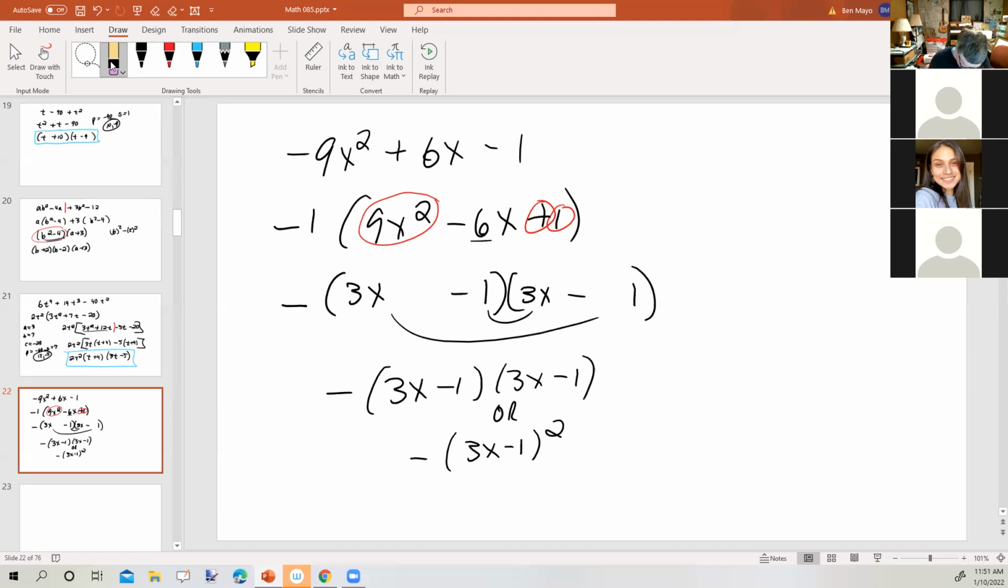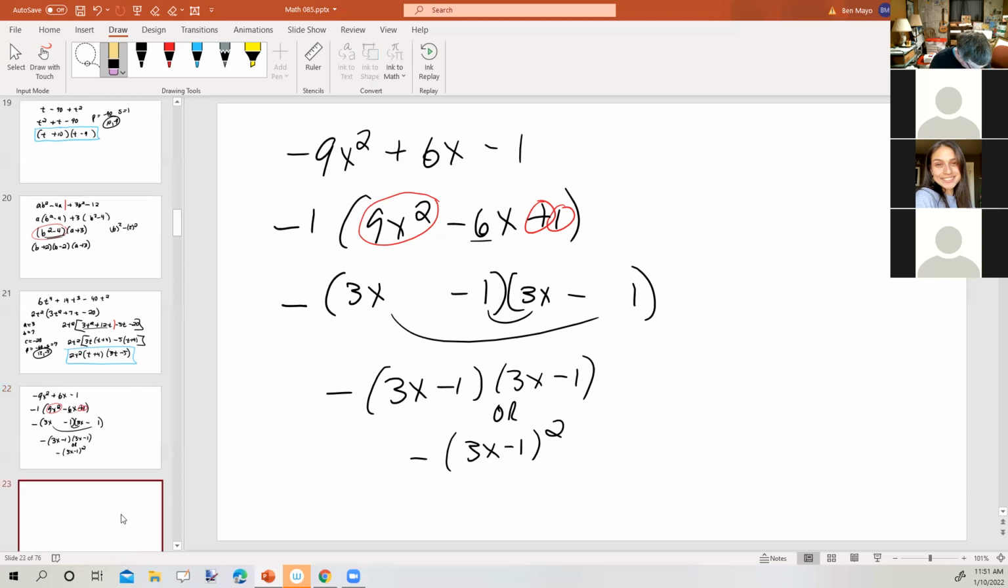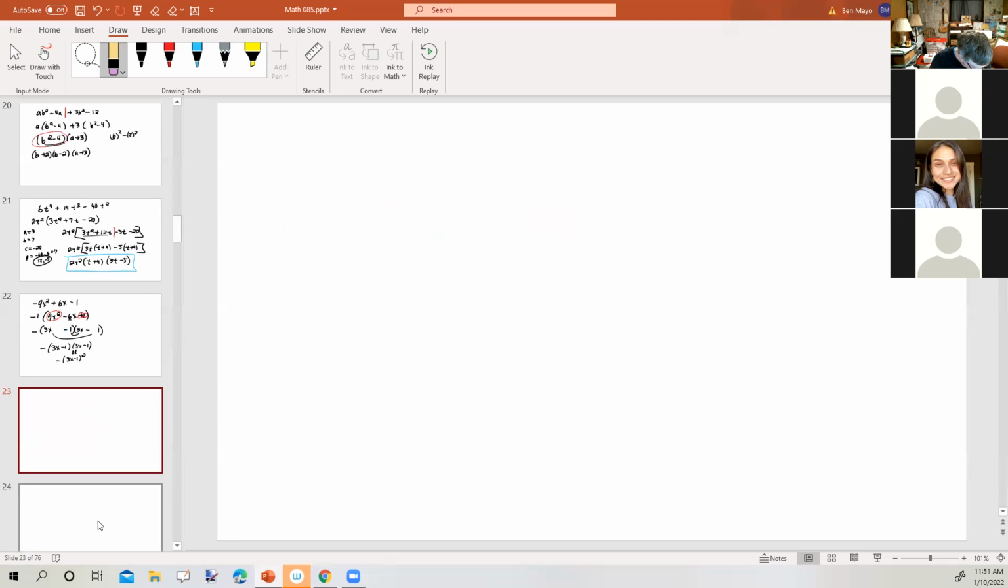Let's see here. How about this one? A squared plus 8a plus 3. So here's a trinomial. It's in standard form. There's no greatest common factor other than a 1. It's not a perfect square. A squared is a perfect square, but 3 isn't, at least not using integers. But it has a leading coefficient of a 1.